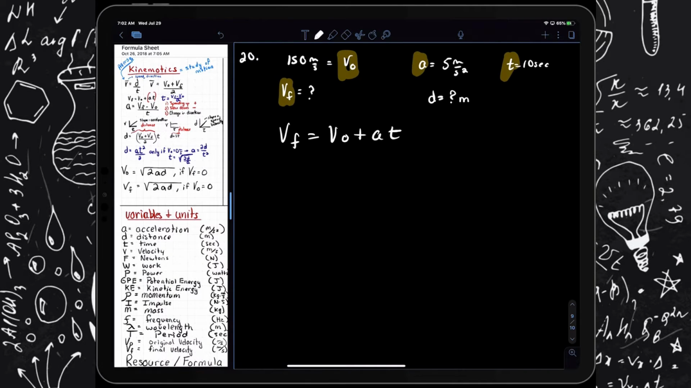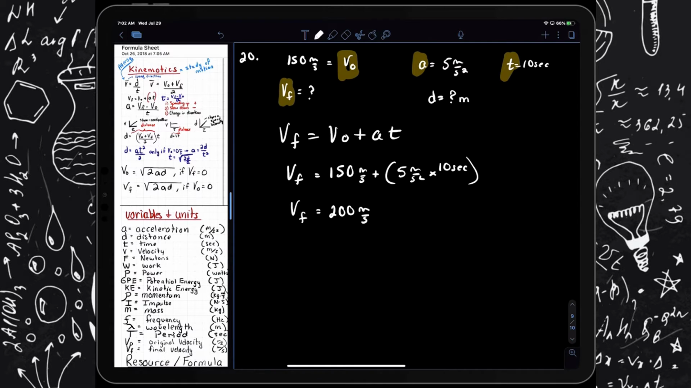We have VF equals 150 meters per second plus your, and make sure it's in parentheses here, just like before, 5 meters per second times your 10 seconds. All right, we'll plug that in and you get your answer. Now, I said I'm not going to give you everything. I will tell you that your final velocity, once you plug this into the calculator, I'm going to bring mine up here. We have a final velocity of 200 meters per second.